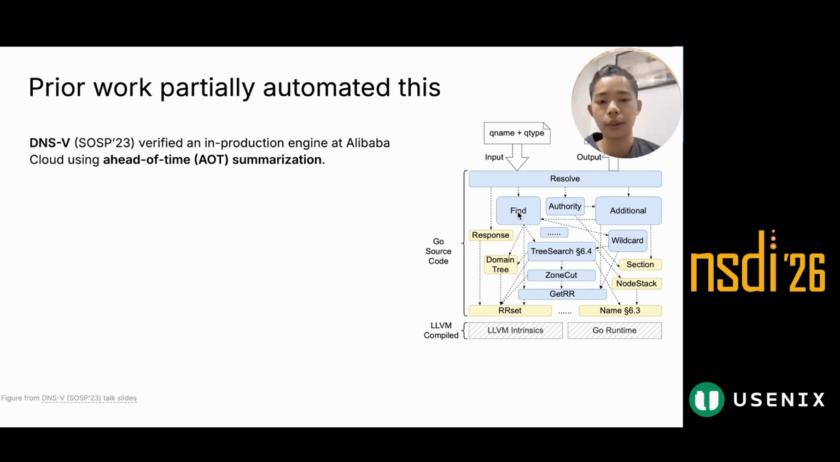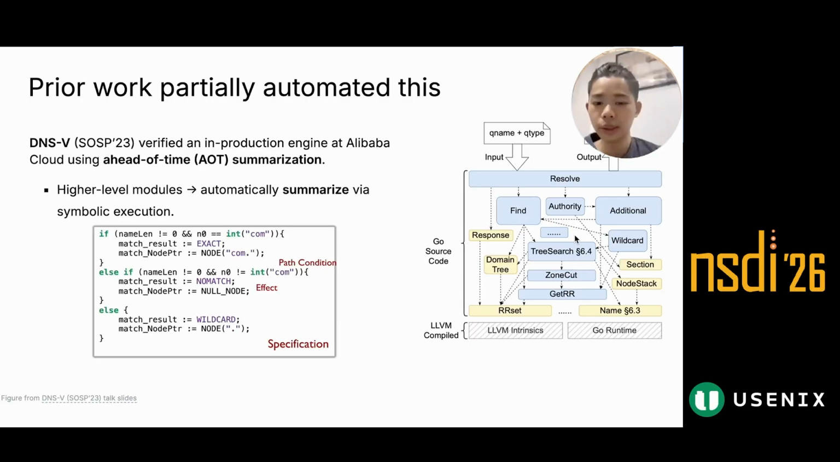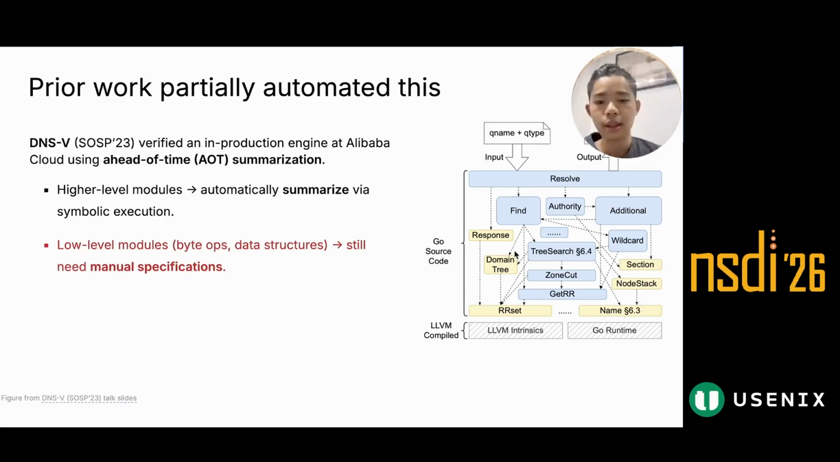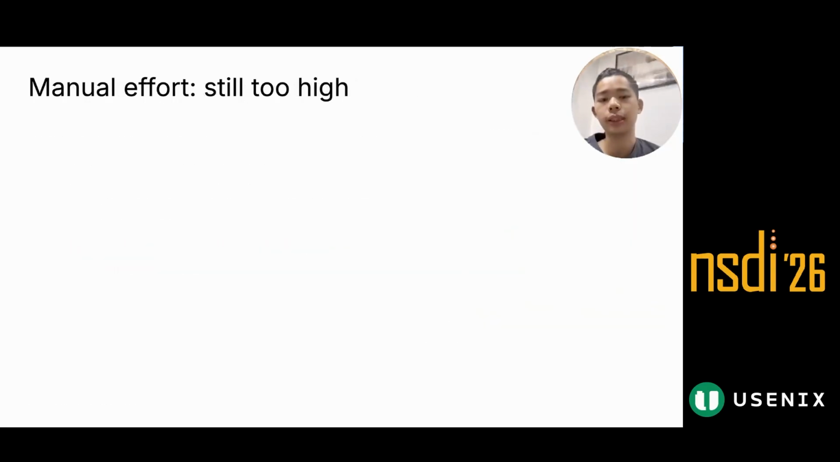DNS-V uses a refinement approach, which I'll call ahead-of-time summarization. For higher-level modules with cleaner behavior, the blue ones, we use symbolic execution to automatically produce code summaries, which also serve as specifications like shown here. But this only works when we've already manually abstracted the low-level modules underneath. For those, the orange boxes, things like byte manipulation, data structure traversals, and memory management, we still needed handwritten specifications to hide the messy details. And that manual effort is the bottleneck.